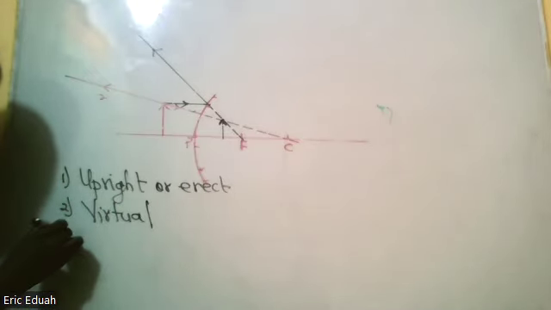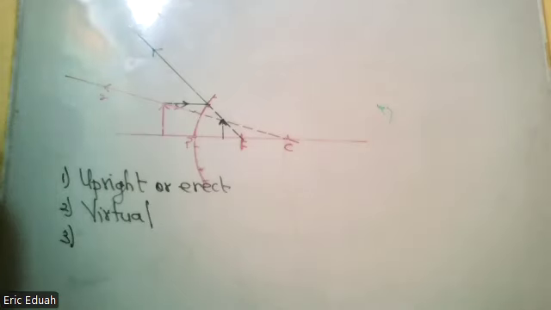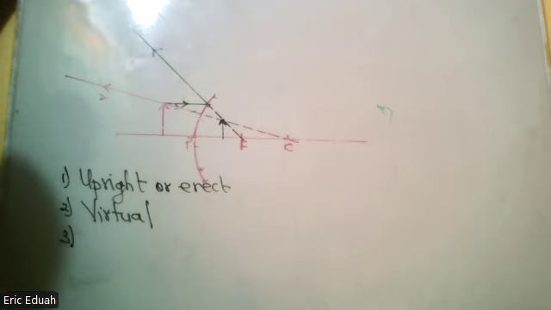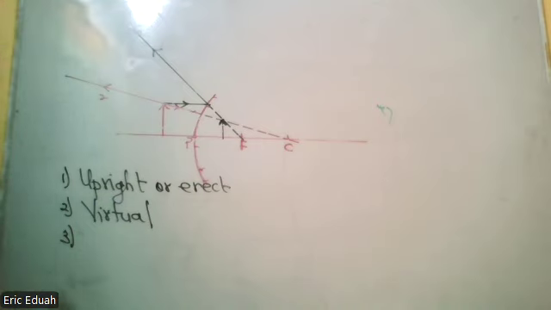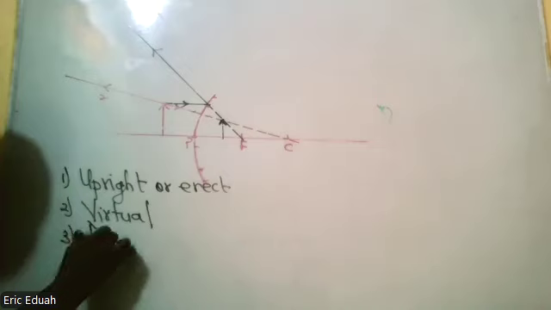Why is it virtual? Because it is formed behind the mirror. Three. We are describing the image formed. What's the third description? It is diminished. Image is smaller than the object. Okay, so it is diminished.